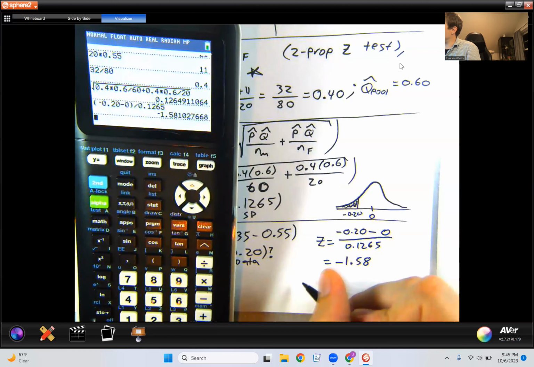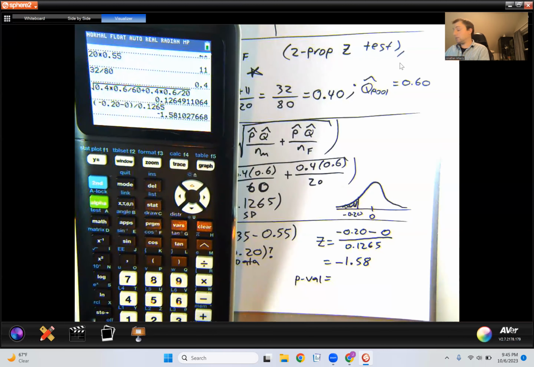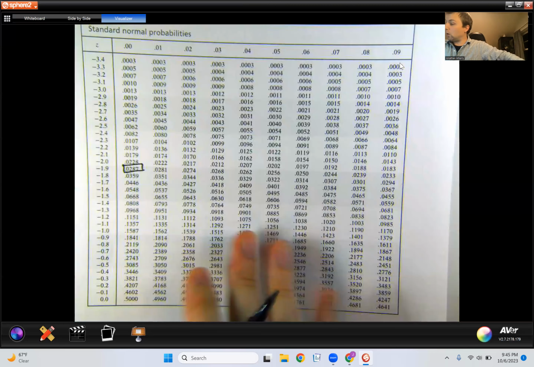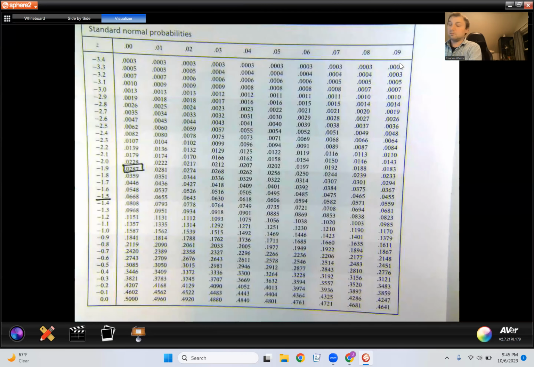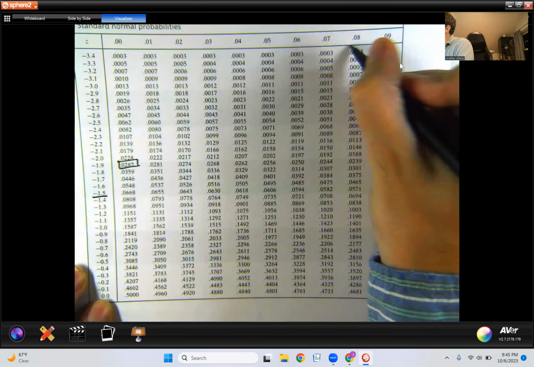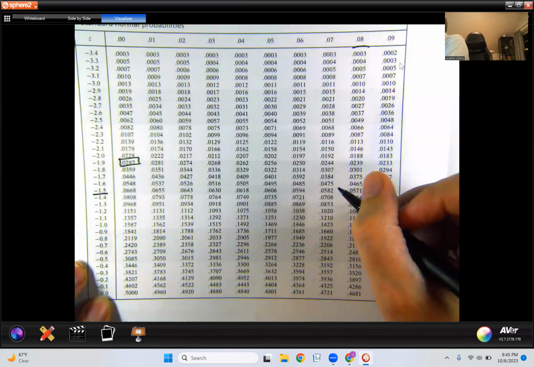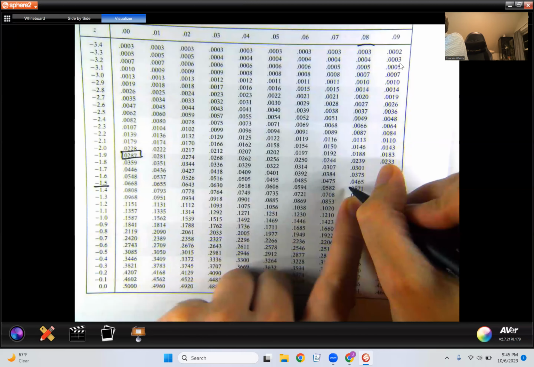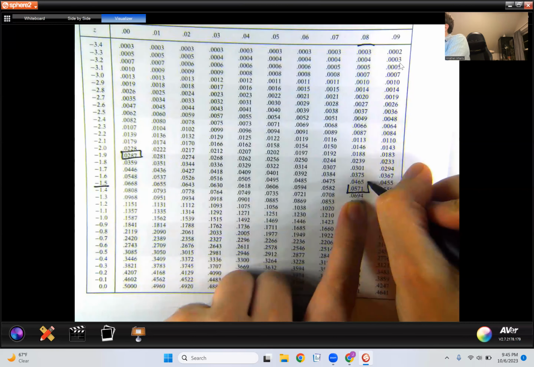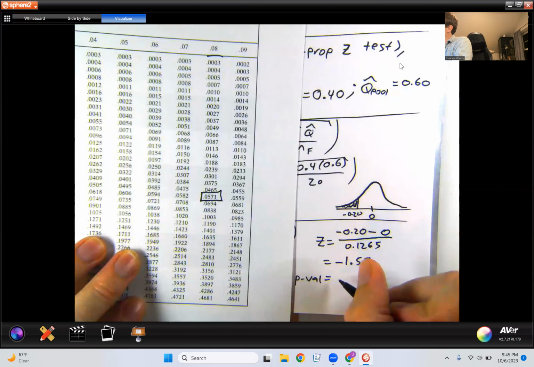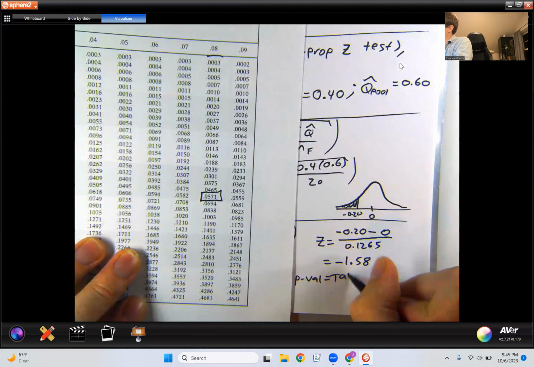I'm going to look this thing up in my table. It's shaded to the left, so the table value will be my p-value. And I'm going where the negative 1.5 meets the 8. And that happens right here, at a table value, which ends up being my p-value because this thing is shaded to the left, of 0.0571.